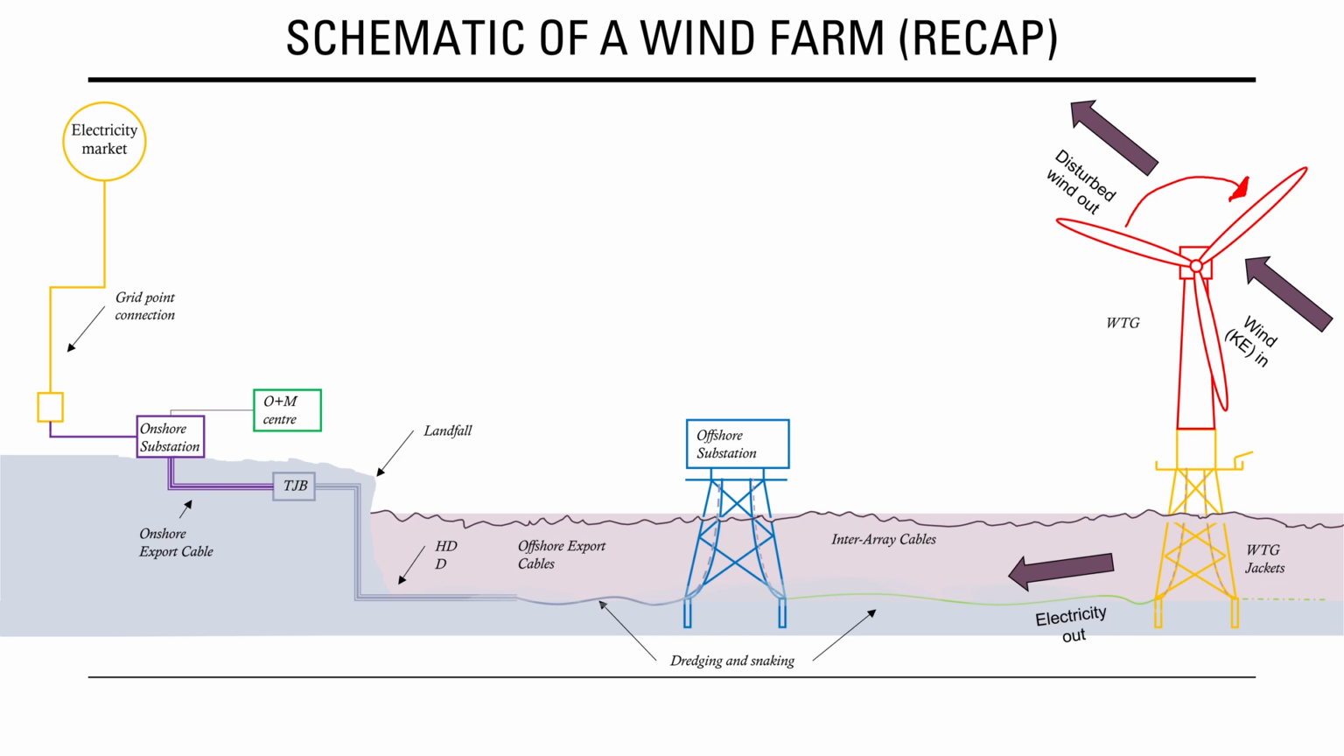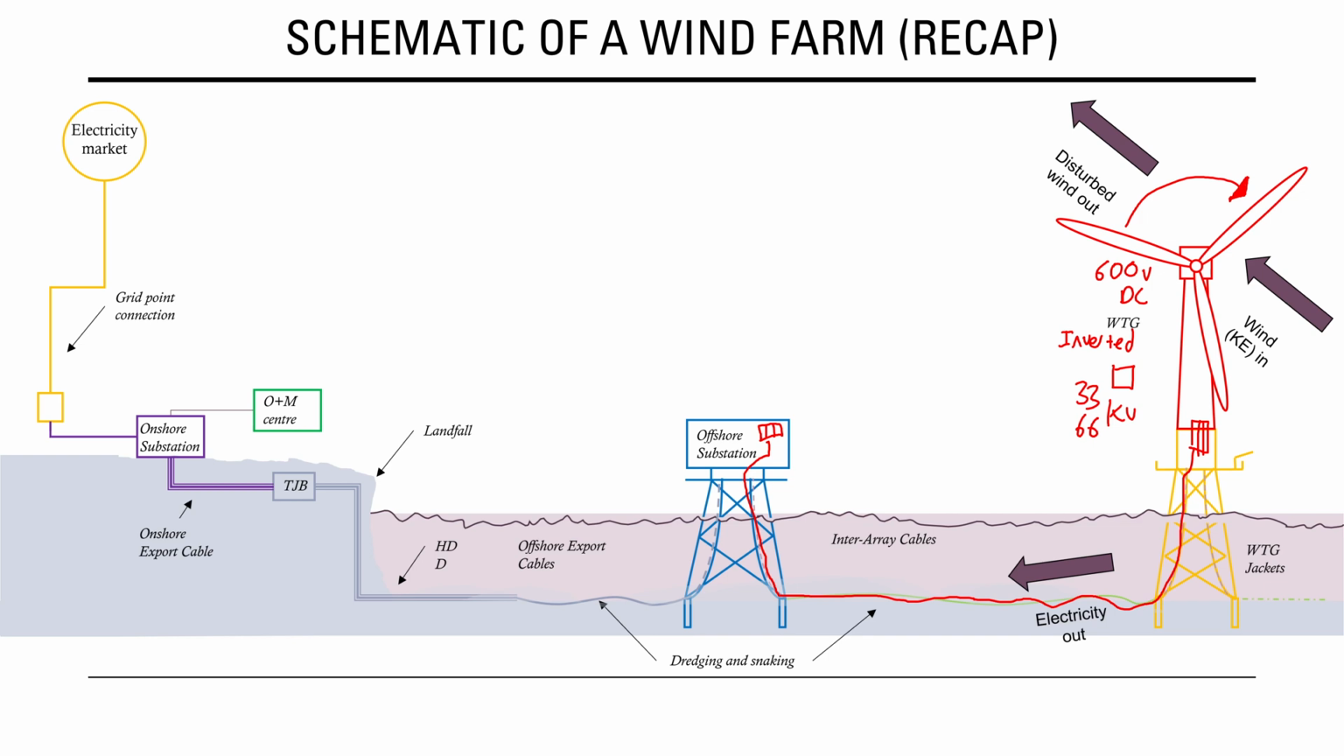The wind turbine spins and it generally produces at the generator something like 600 volts DC, which is then inverted and then transformed to something in the region of 33 or 66 kV, depending on the farm. Then it will go through some switchgear and then it will go out the inter-array cable, down the jacket or foundation and along the seafloor through the inter-array cable up until the offshore substation and into another set of switchgear.